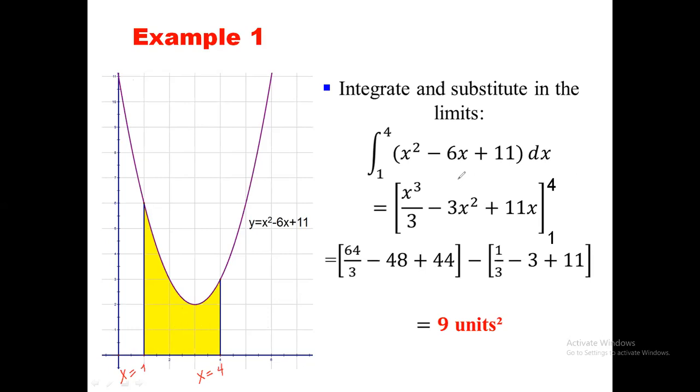So it's just very easy. All you have to do is evaluate, then substitute your limits. This would be for the upper limit, and this would be for your lower limit, and the result is this. So the area under the curve x squared minus 6x plus 11 is 9 units squared. It's squared because if we're talking about area, it's meters squared, feet squared, all those linear units being squared.